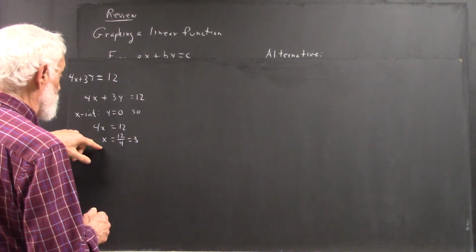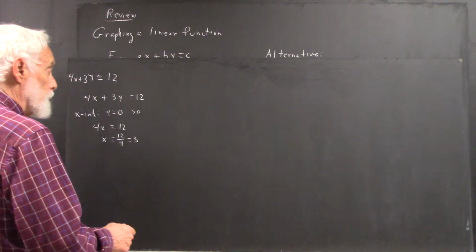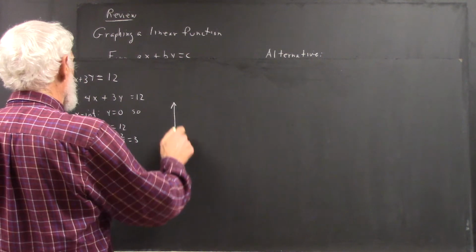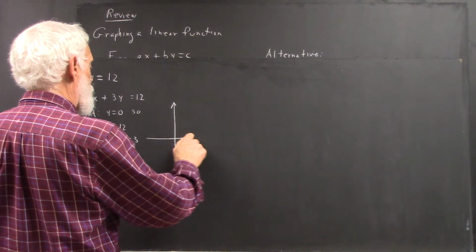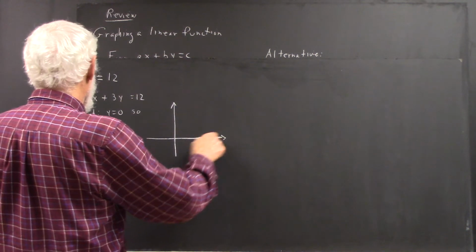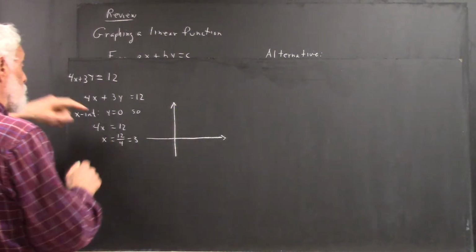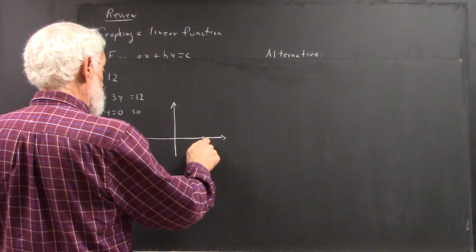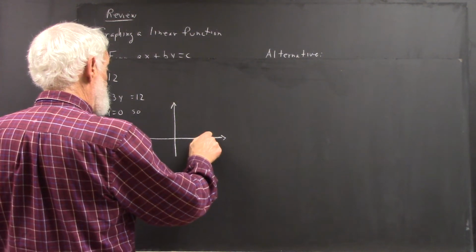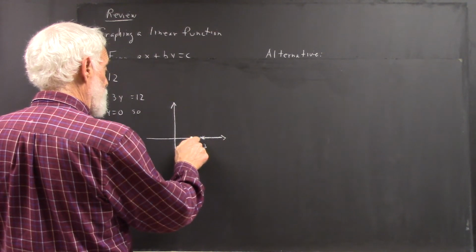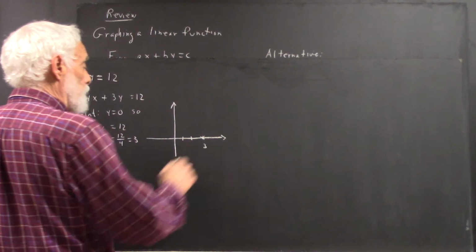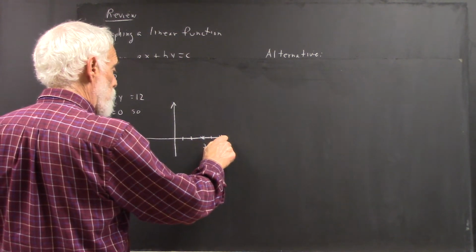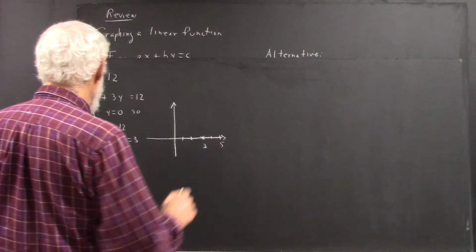So, there we have it, which means on my graph, when y is 0, x is 3. That's the x-intercept. So let's just say here's 3, and there's my point. And since we've now declared a scale, we'll go ahead and mark off a few more points. So we go up to 5 here.